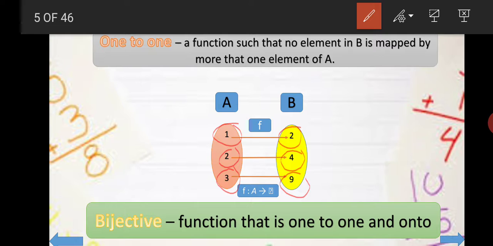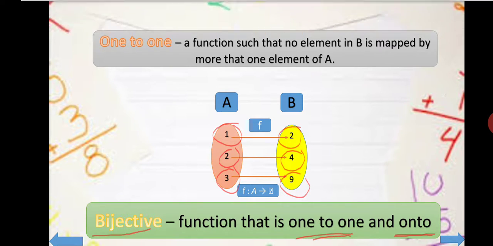We also have a function that is one-to-one and onto, and it is called a bijective function. And as our topic, isomorphism, is all about, it is a bijective function. That is, one-to-one and onto.